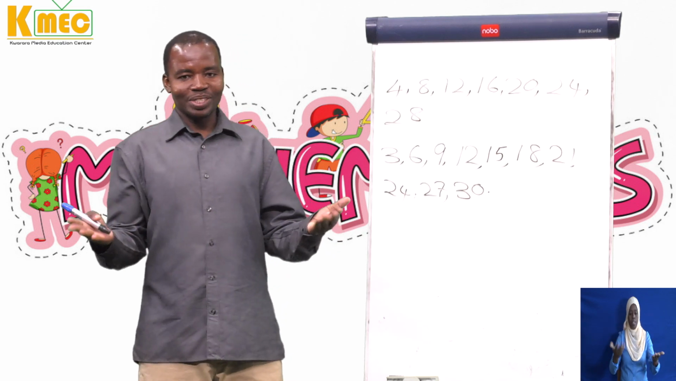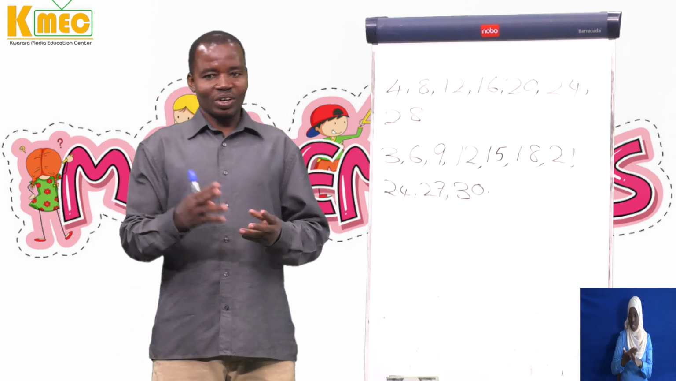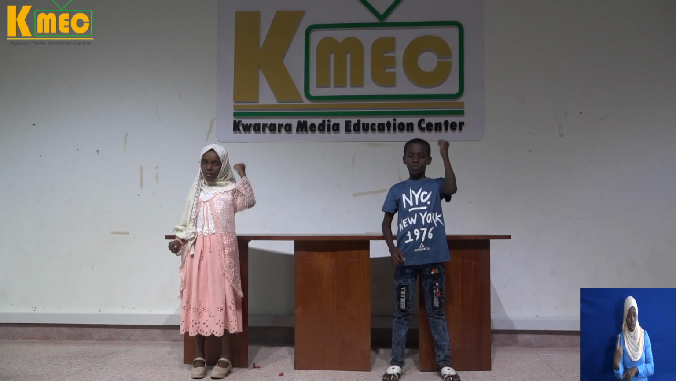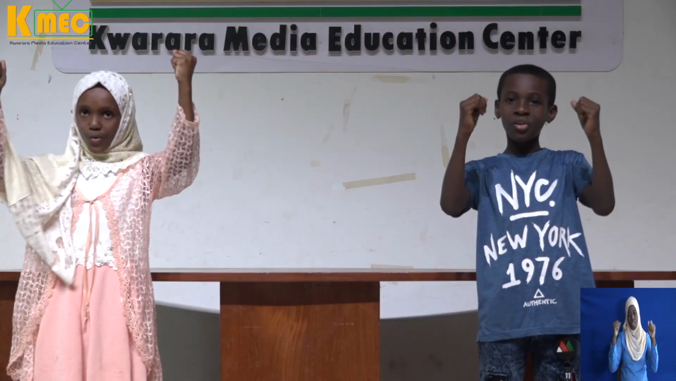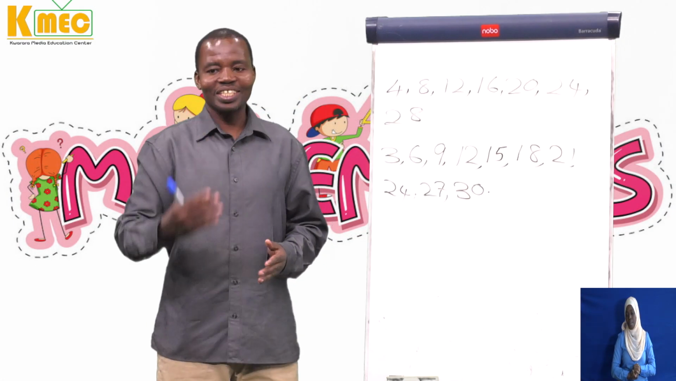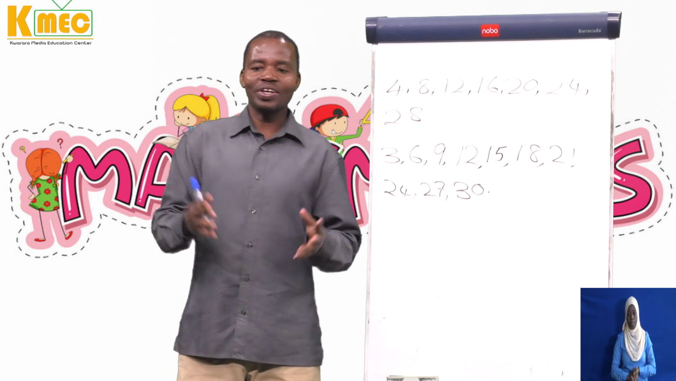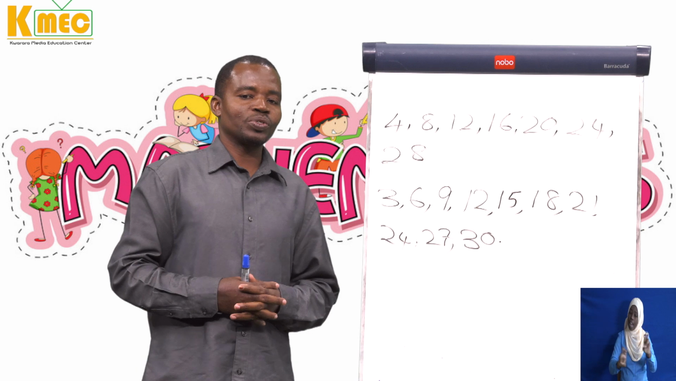Could you now please stand up, all of you? Stand up. So let's do an exercise with your friends. 1 times 1 is equal to 1. 2 times 2 is equal to 4. Very good. Sit down, please.